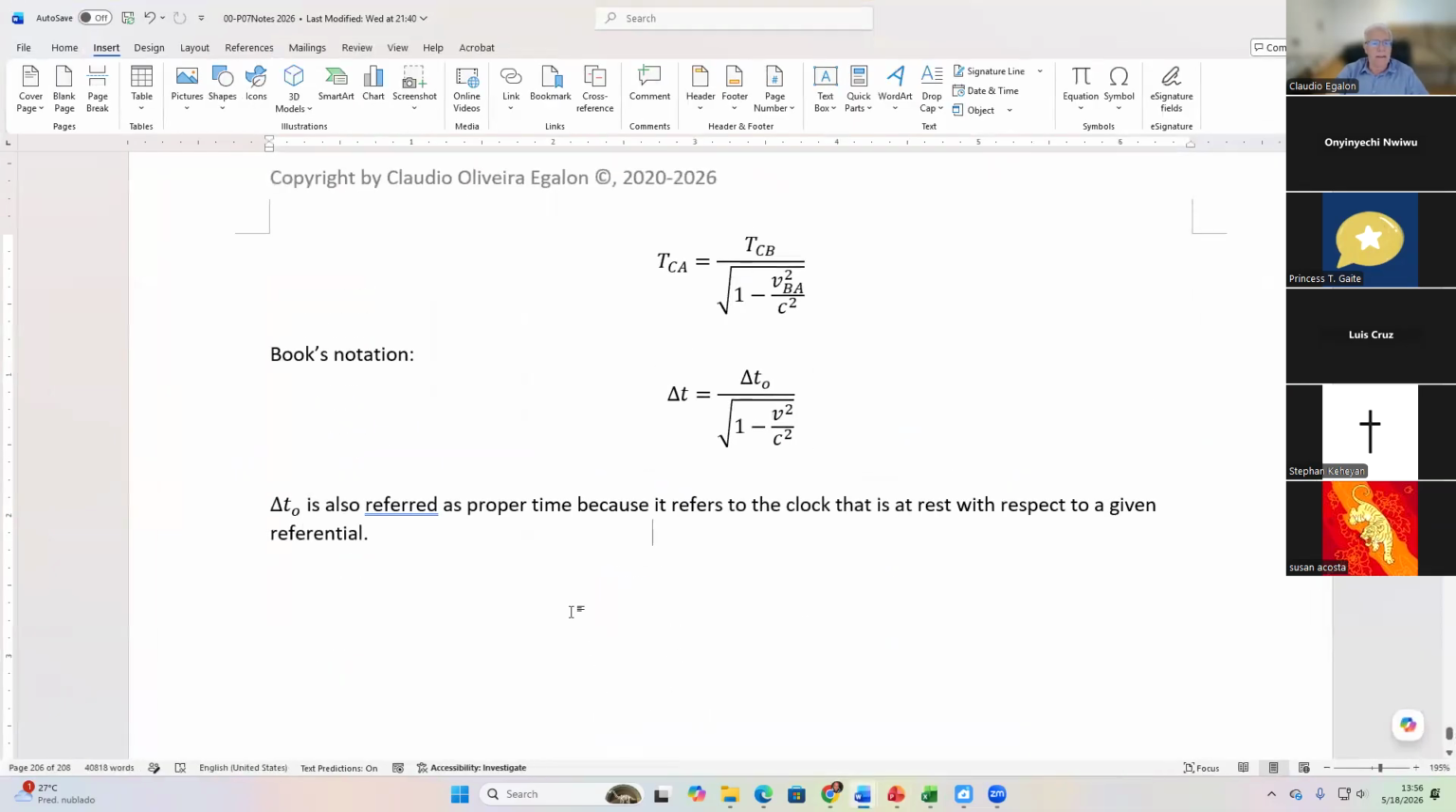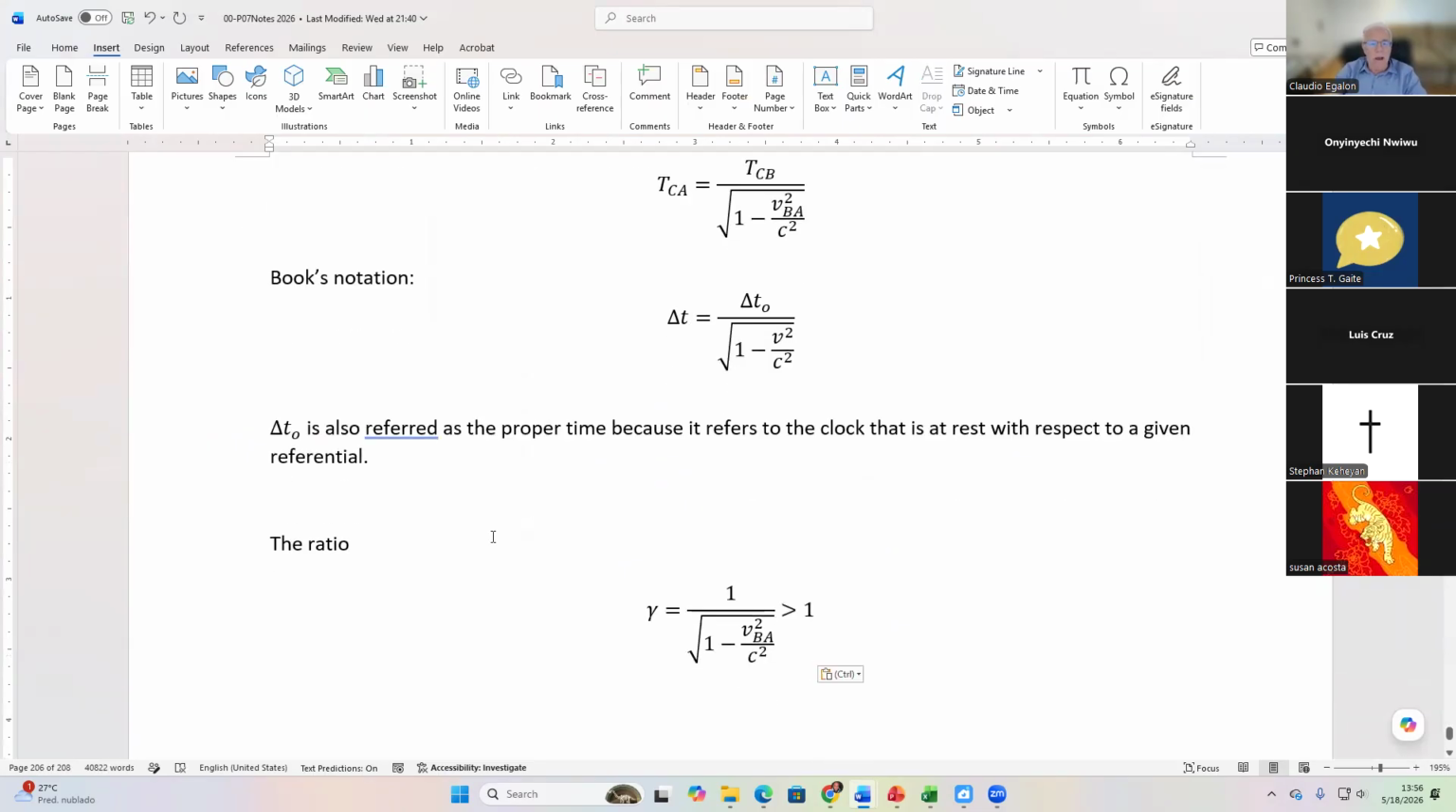Good. Okay, delta t naught is also referred to as the proper time. And let's not forget that this ratio, the ratio gamma, is always greater than 1.